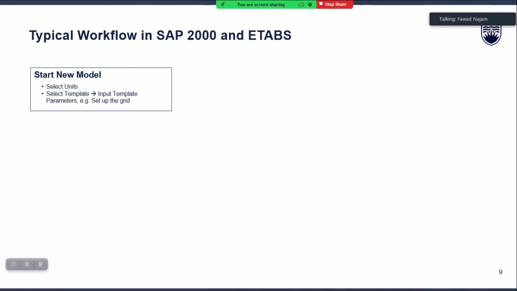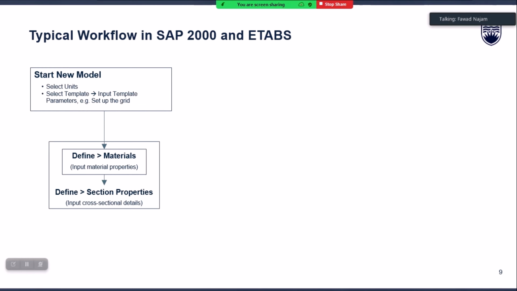First we start a new model, in which we have to select units here, and also a template. If we want to select a template for a structure, we can use that. And then we go to the definition of materials. As you have seen, this should be the first step in defining the stiffness of the structure. The next step is the definition of cross sections, and when we define cross sections, we have to associate a particular cross section with materials. That's why I enclosed the material in the definition of cross sections box.